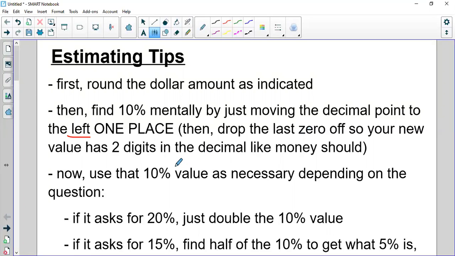That 10% number is what you're going to use as your base to decide where to go from there. Depending on the question, if it asks you to figure out a 20% tip, well, if you know what 10% is, just double that, because doubling it will make 20%. So whatever your 10% value was, just multiply it by 2.